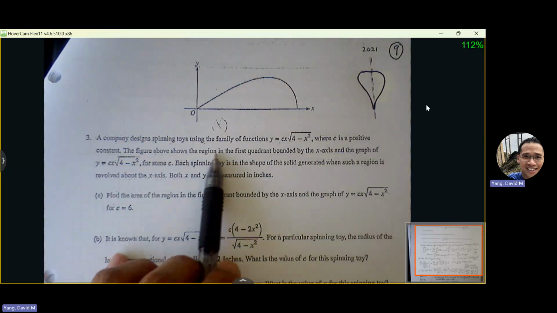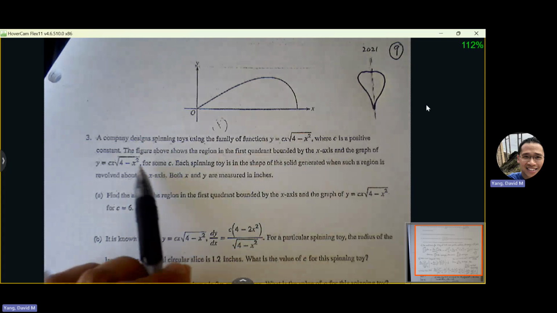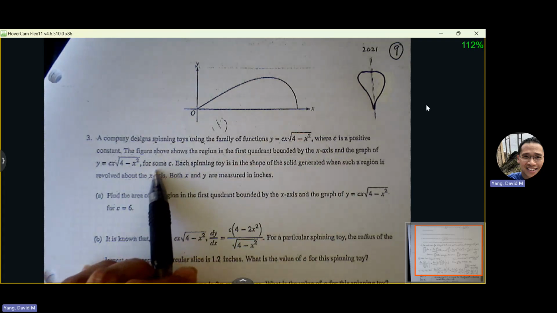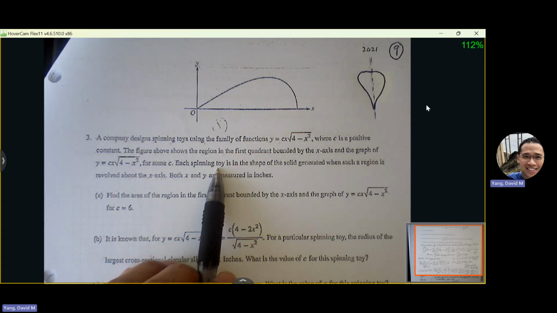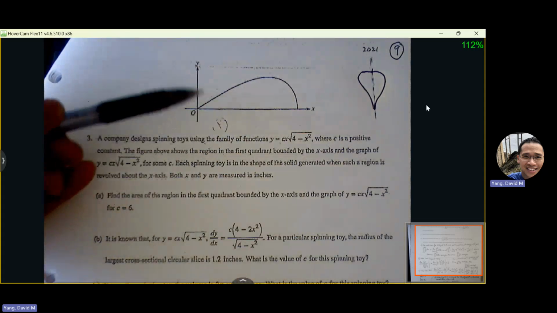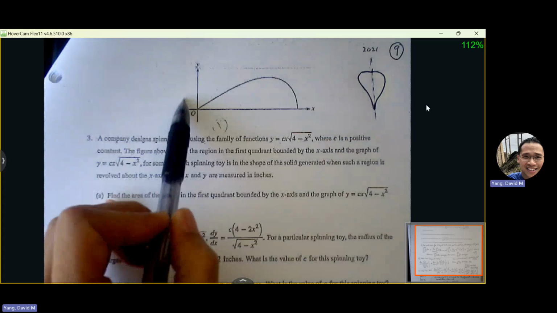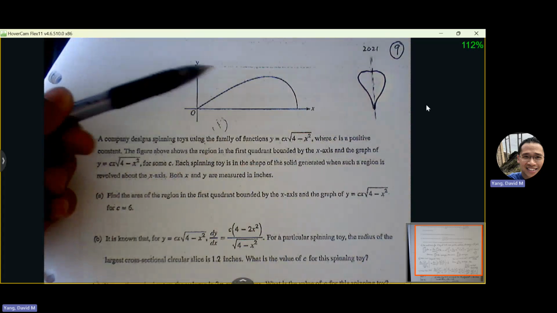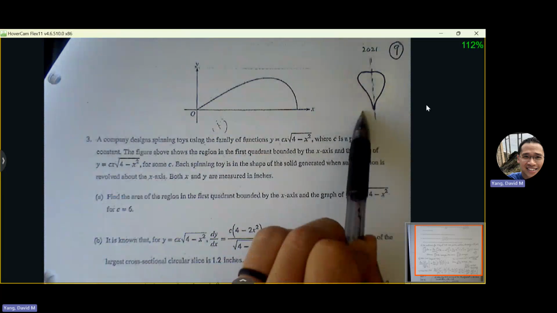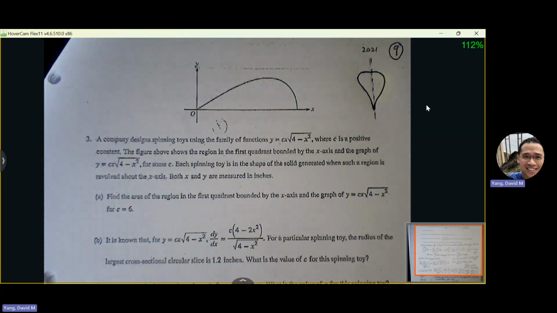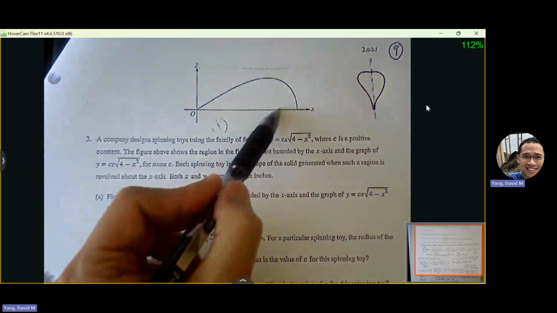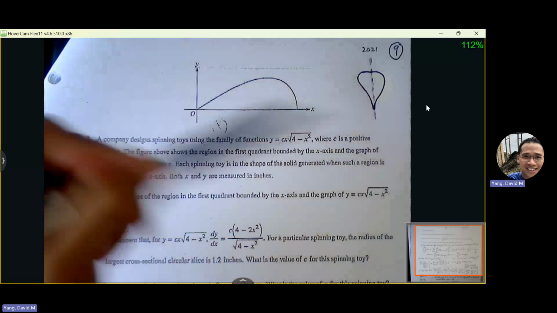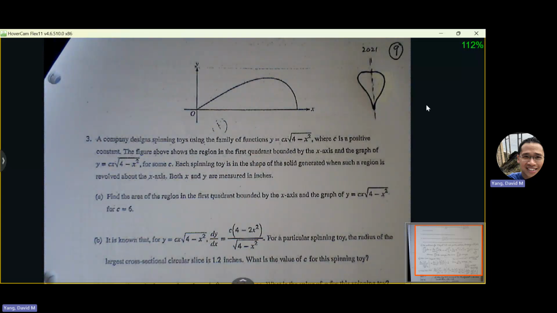The figure above shows a region in the first quadrant bounded by the x-axis and the graph of y equals cx root 4 minus x squared for some c. Each spinning toy is in the shape of this solid generated when the region is revolved about the x-axis. So this is only showing a two-dimensional version of half of the spinning toy. If we were to rotate this and flip it on its side, it's kind of like a spinning toy with a sharp point at the end, so it can actually spin. If we turn it up on its sharp point, we can imagine the full shape of that spinning toy.